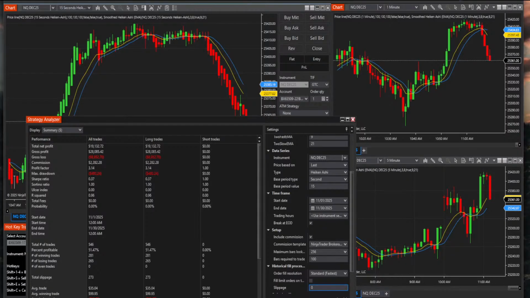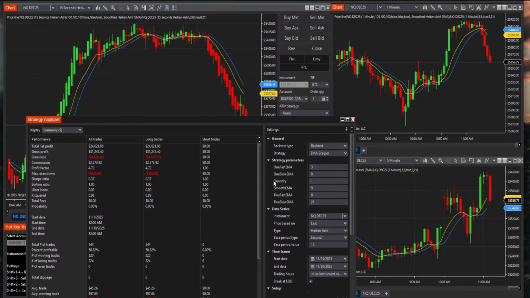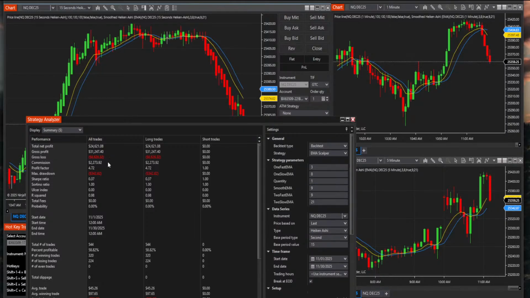So even if you do limit orders, which is fine, you can do that. We're at $24,000 net profit. The max drawdown is $350. This is just off of one quantity, one contract. You can do 2 contracts and make yourself about 50 grand.